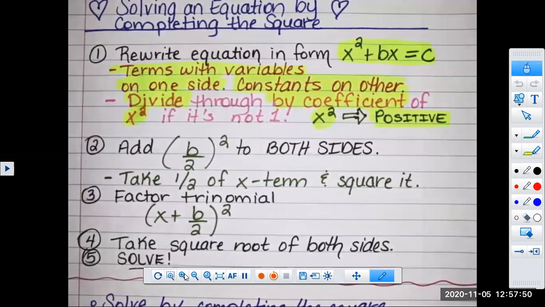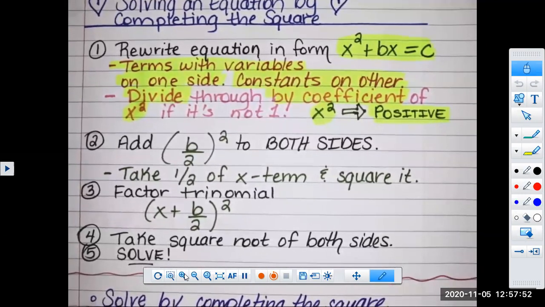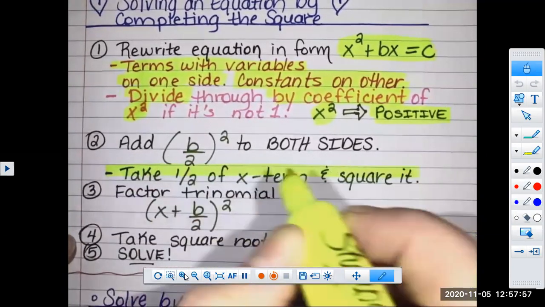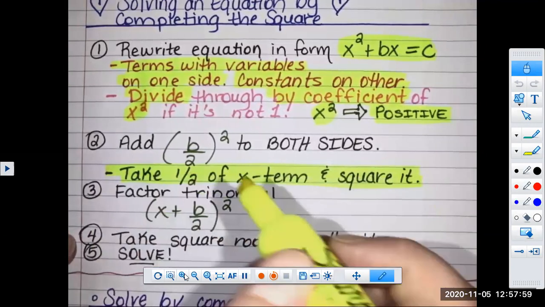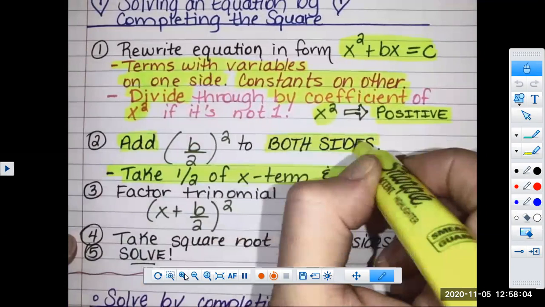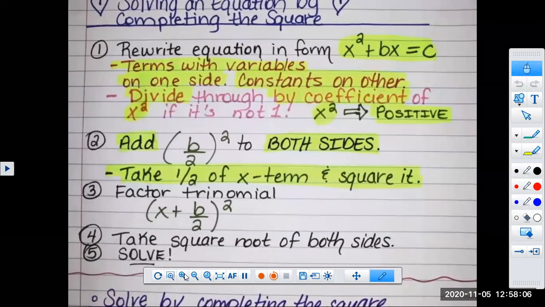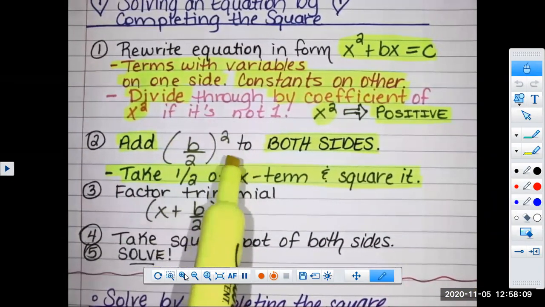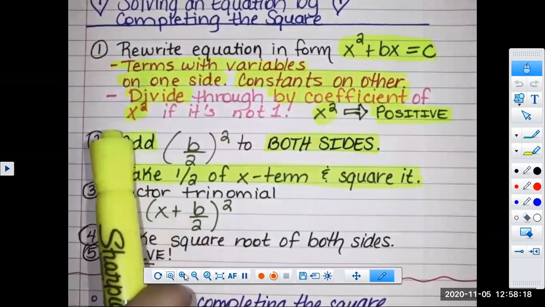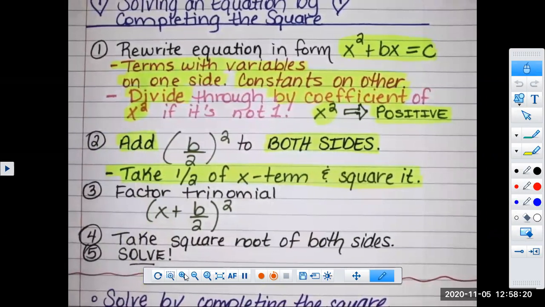Okay, for the second part, you're going to take half of your x term and square it. And then you're going to add that to both sides. So add whatever you get when you take half of that middle term and you square it. You have to add that to both sides, because what you do to one side of an equation, you have to do to the other. And that is a tricky part to remember. I still find myself sometimes forgetting to add it to both sides and only adding it to one.